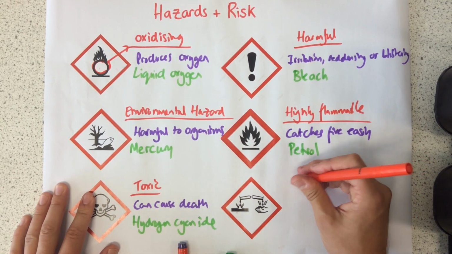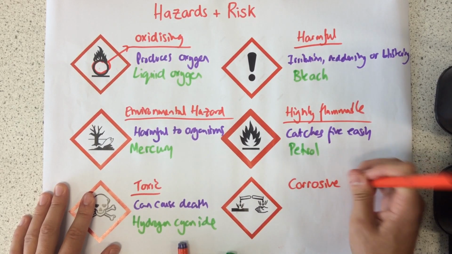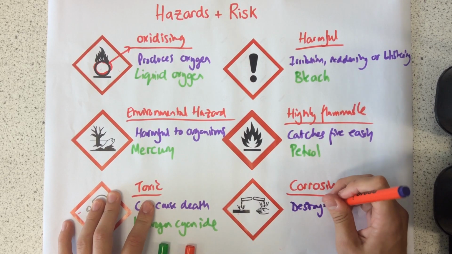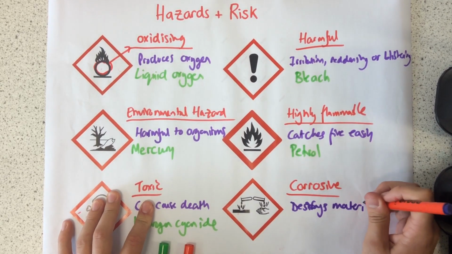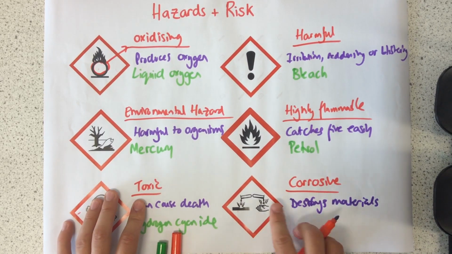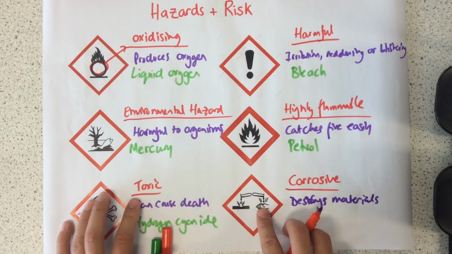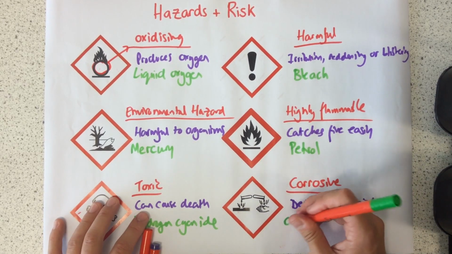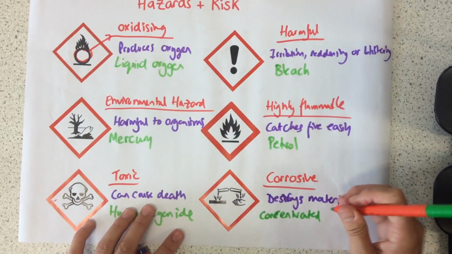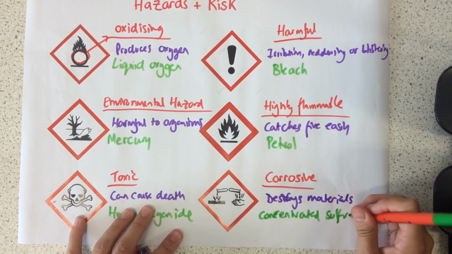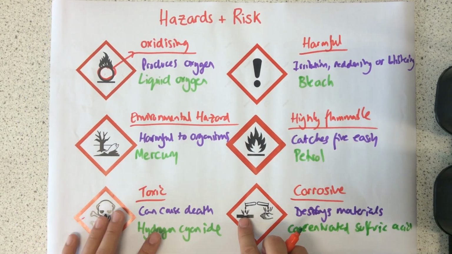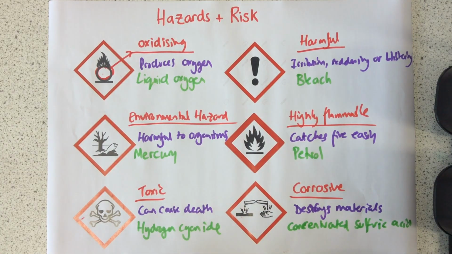This one here is corrosive. So what corrosive means is it destroys materials. Now, as you can see from the diagram, this could be materials as in material substances or biological substances, for example, skin. So concentrated sulfuric acid is an example of this. If you get it on your skin, it could burn right through. It could also damage different materials as well.